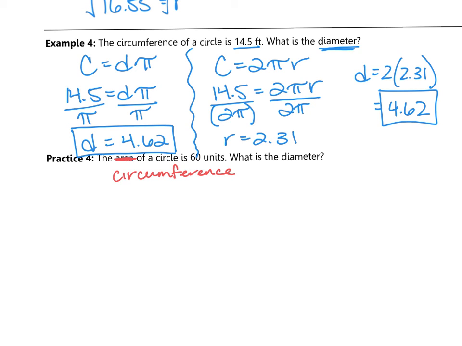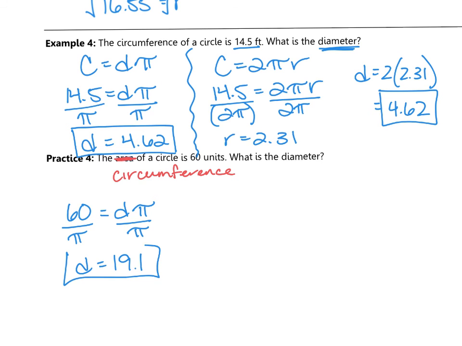Okay, so for number 4, you should have taken that circumference, that's 60, and set it equal to diameter times pi. Then we're going to divide both sides by pi in order to find the diameter. So I'm doing 60 divided by pi. Let's see, and I got an answer of 19.1. There is our final answer.